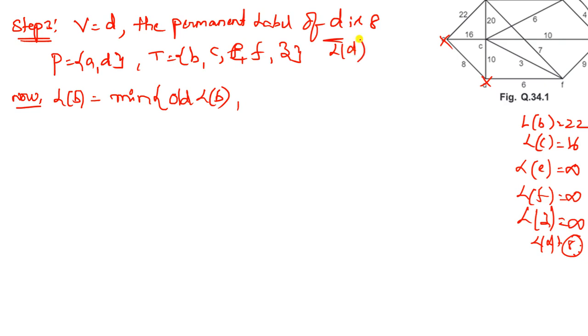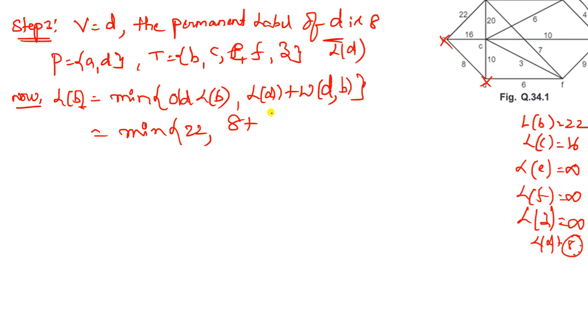Length of D. So in step 3, what we have to check? From D, we have to find out the closest one to D. So for this, L of D plus weight between D comma B. Now check the minimum of old LB value, which is 22, and length of D we already got 8, plus weight between D comma B.